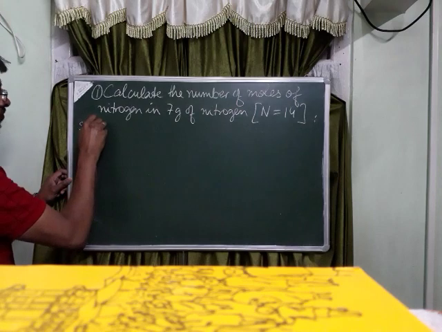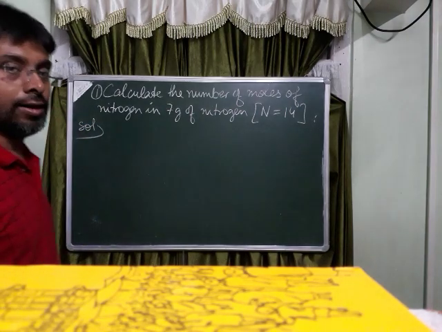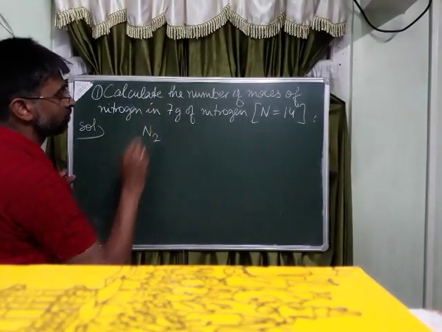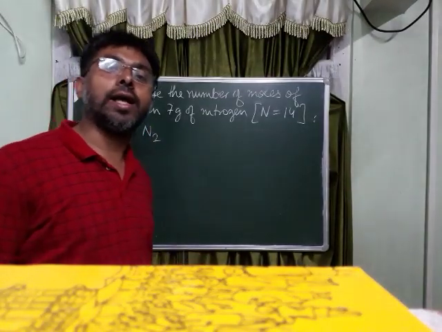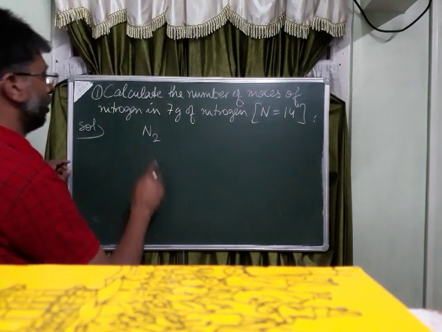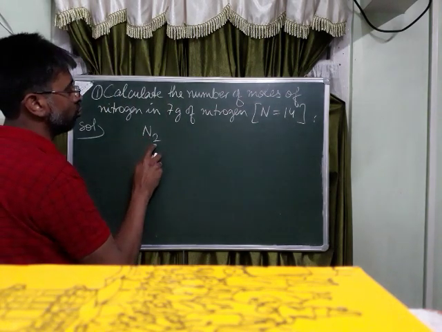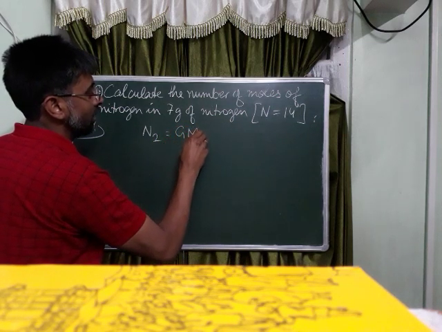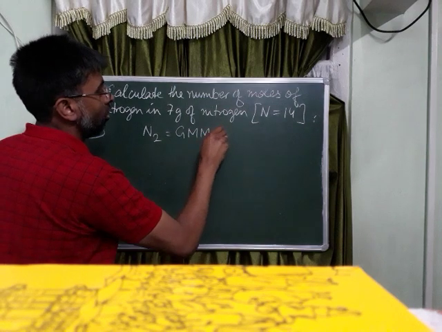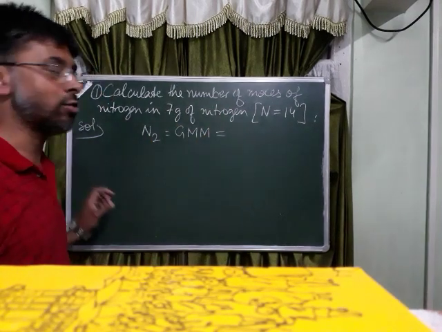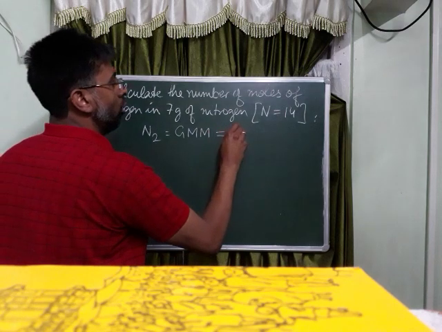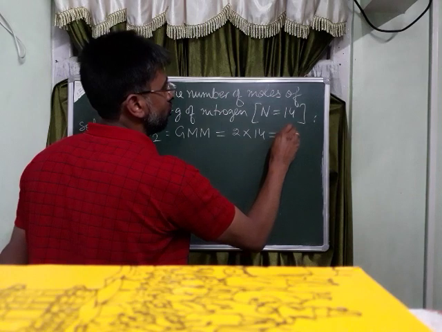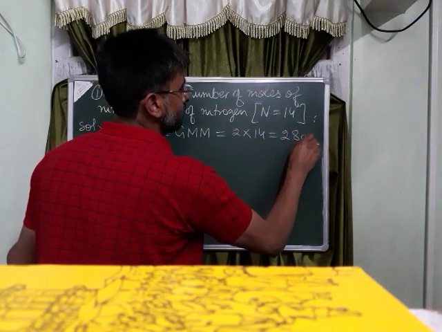Solution. Now, the molecular formula of nitrogen is N2. Nitrogen is a diatomic molecule. That is why its formula is N2. Now, the gram molecular mass of this molecule of nitrogen will be equal to twice into this 14. That comes to 28 grams.